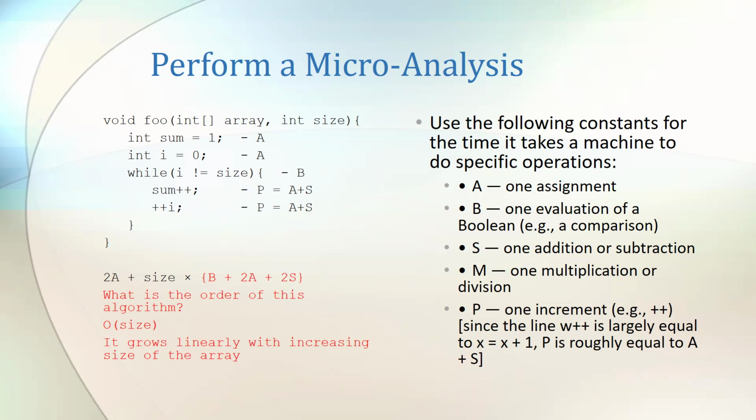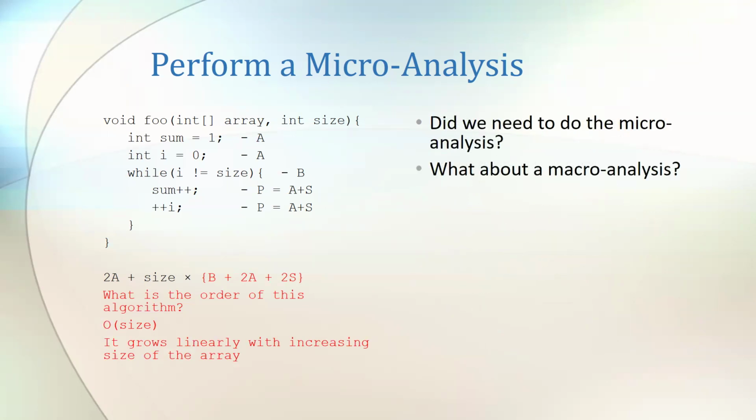So microanalysis makes sense to you guys, right? I hope. So the obvious question is, did we need to actually do the microanalysis to come up with this order n? Could we not go down to the nitty-gritty of having to add up every single line and still come up with the fact that this is order n? How would you do that? And you call that a macroanalysis.